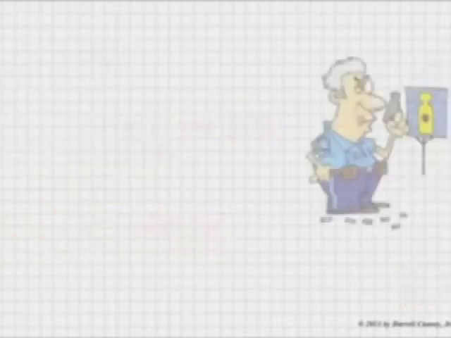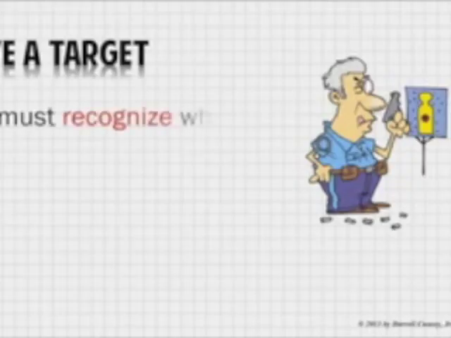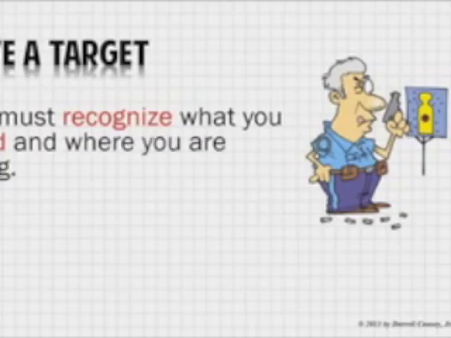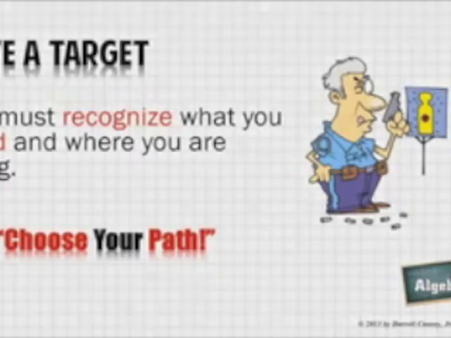One of the most important things that you need to do when you are solving equations and working with equations is you must have a target. You must know where you're going. You must know your goal. So you must recognize what you need and where you're going. You must be able to choose your path. All right, let's go to the blackboard.